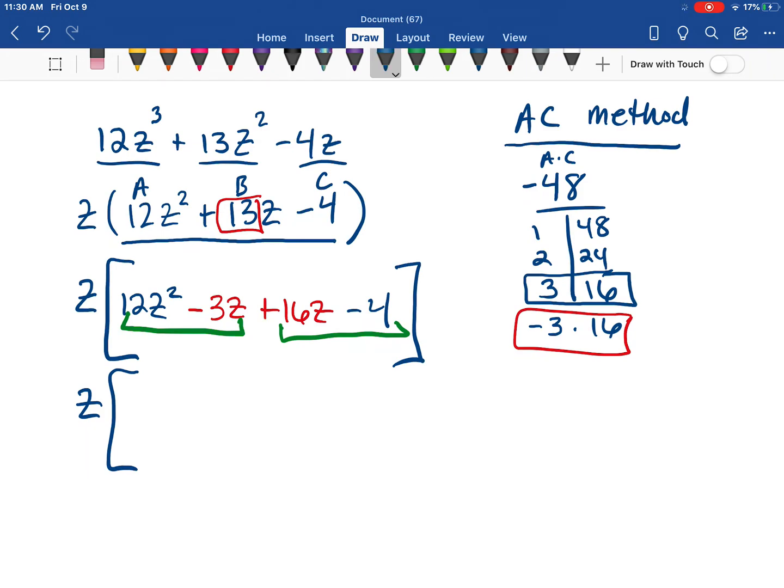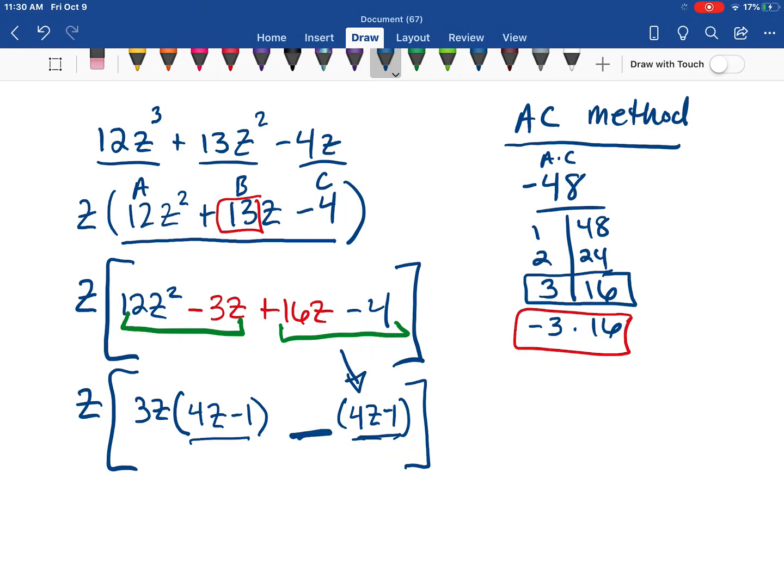When I look at the first two terms, what they have in common is a 3z. And what would be left over is 4z minus 1. Now when we use the grouping method, I want my parentheses to be the same. This has to be the same as this parentheses here. So I need to figure out what I need to pull out and put in front here. When I multiply it by 4z minus 1, I get 16z minus 4. Well, that would have to be a positive 4. Because if I take 4 times 4z, that gives me the 16z. And if I take 4 times negative 1, that gives me the negative 4.